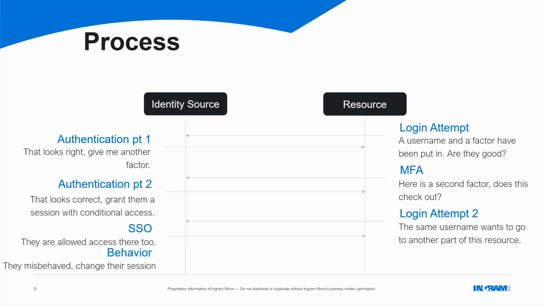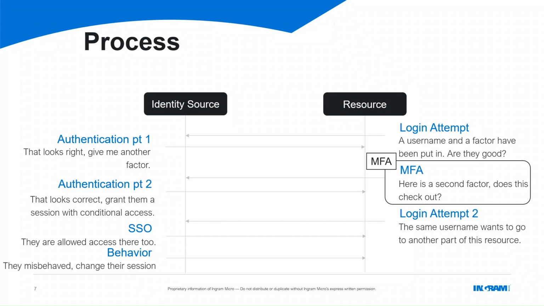But then there can also be one more signal sent across, which is if there's a misbehavior. The identity source can say, all right, this person has misbehaved, change their session policy. Maybe you log them out. Maybe make them use another factor to get to the next page, called a step-up authentication, something along those lines. This would be the process of digital identity. When we talk about MFA, obviously the part we're talking about is MFA.